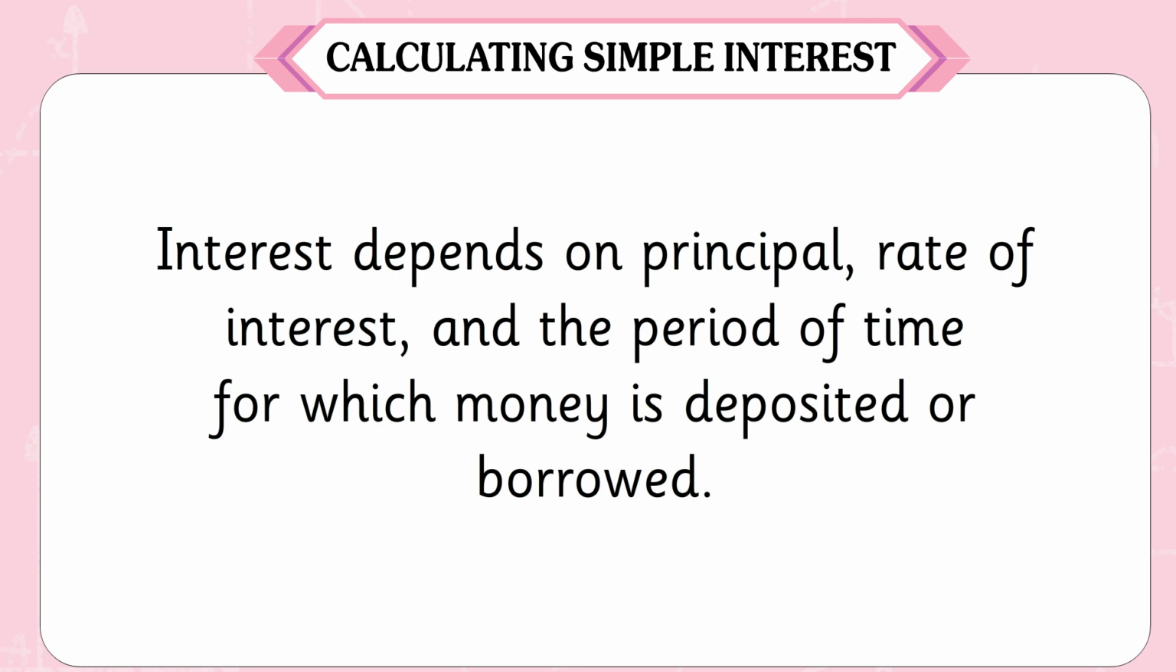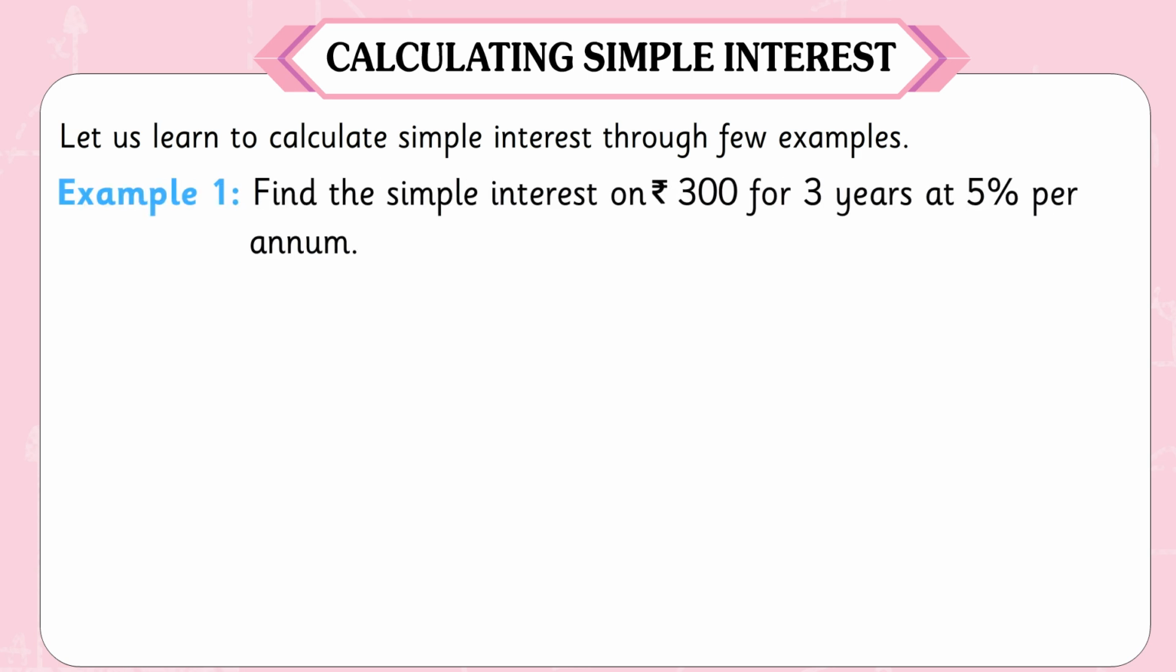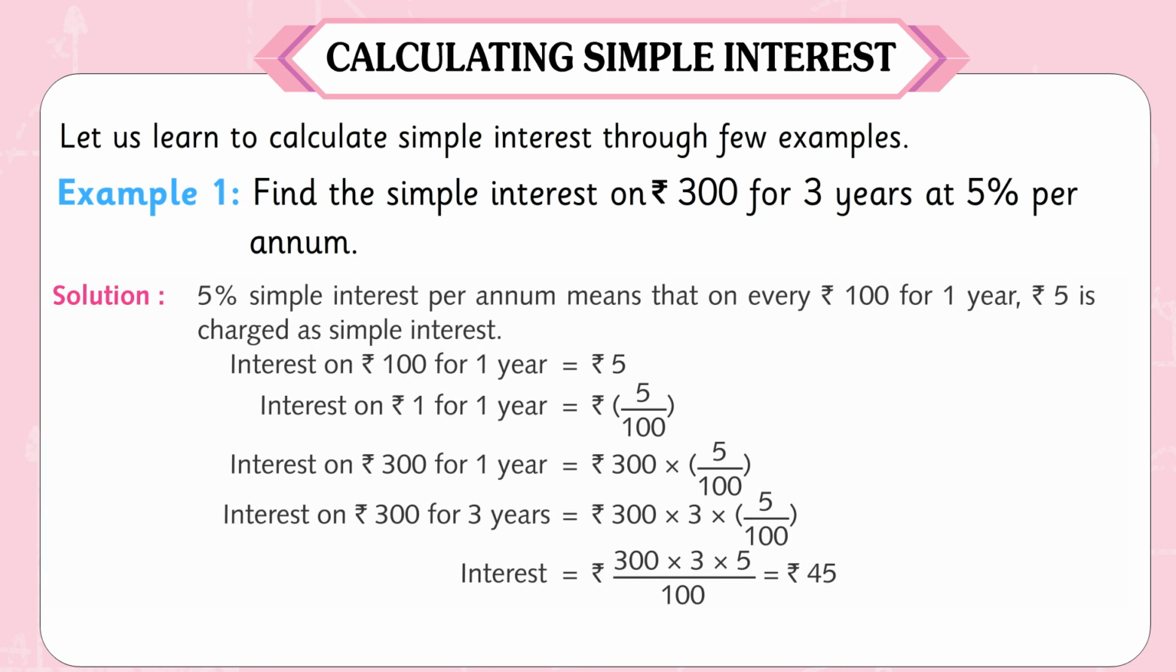Calculating simple interest. Interest depends on principal, rate of interest, and the period of time for which money is deposited or borrowed. Let us learn to calculate simple interest through a few examples. Example 1. Find the simple interest on ₹300 for 3 years at 5% per annum. Solution. 5% simple interest per annum means that on every ₹100 for 1 year, ₹5 is charged as simple interest.